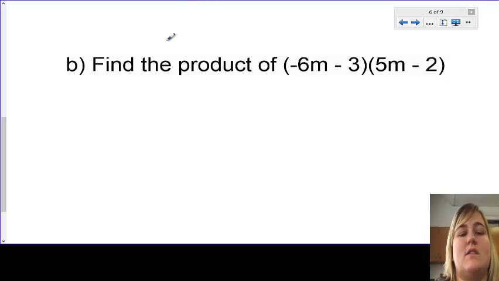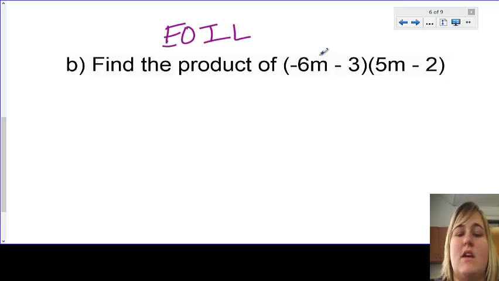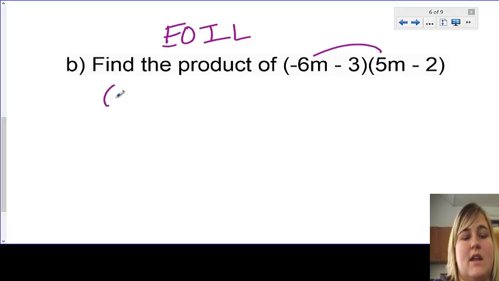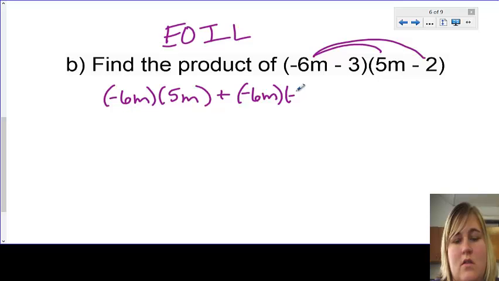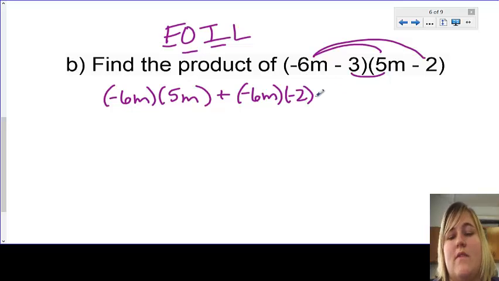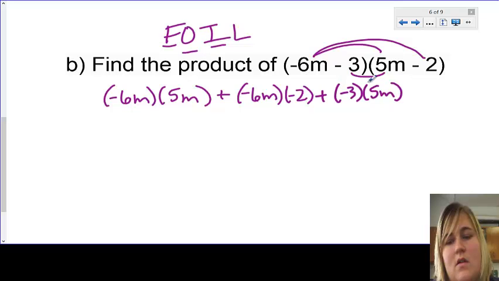Alright, again, it wants us to find the product, so I'm going to FOIL to do that. F is first, so I'm going to take the first one times the first one, which is negative 6m times 5m, plus the outside is going to be negative 6m times negative 2. The inside is negative 3 times 5m. And the last is going to be negative 3 times negative 2.